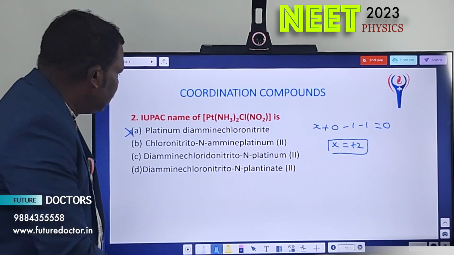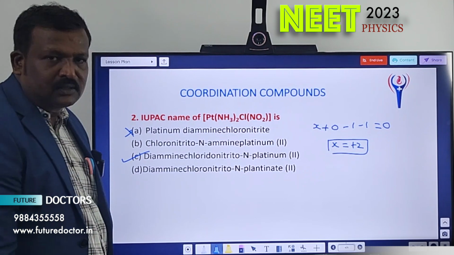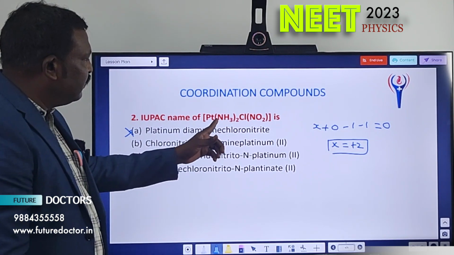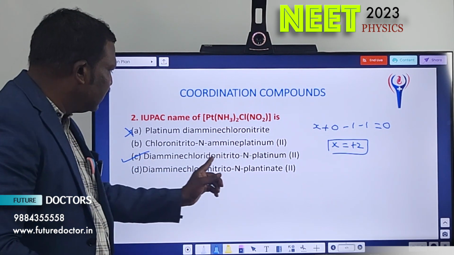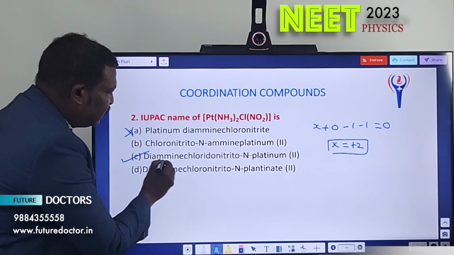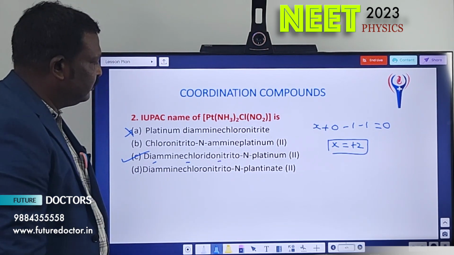So among these 4 options, D is the correct one. Sorry, C is the correct one. Understood? Right. Are you following? If you have 3 different kinds of ligands, say the ligands in alphabetical order. Ammine we should say first, chlorido next, nitrito. Understood? Right. Next one.